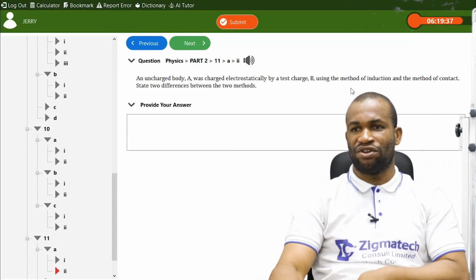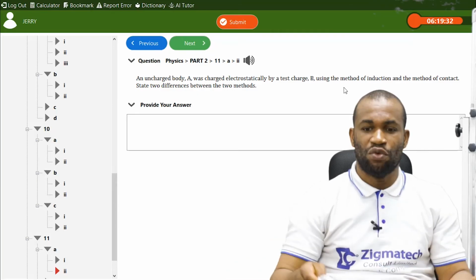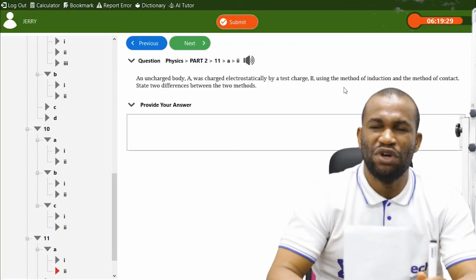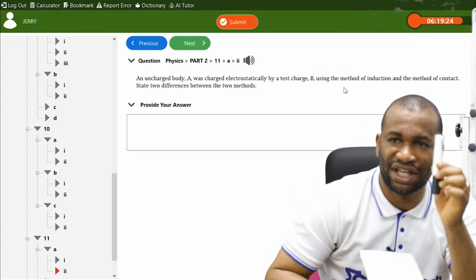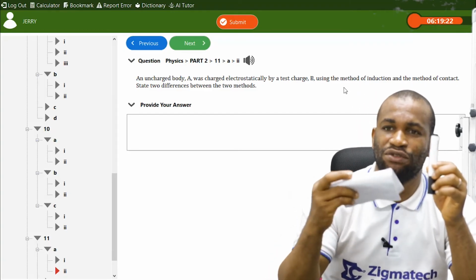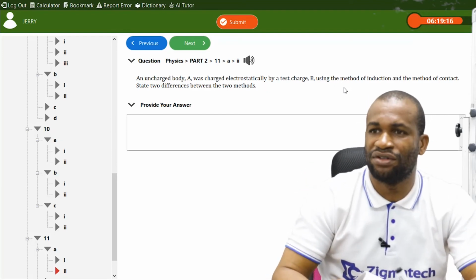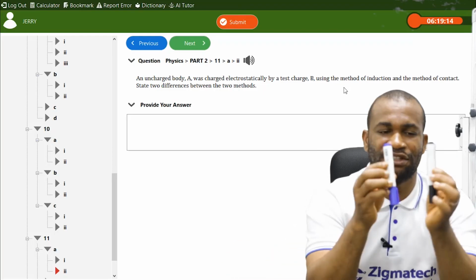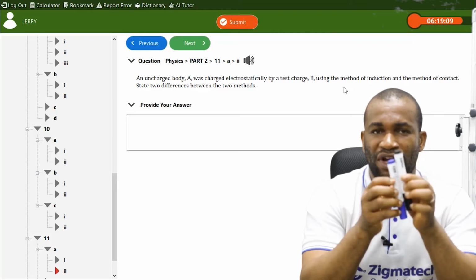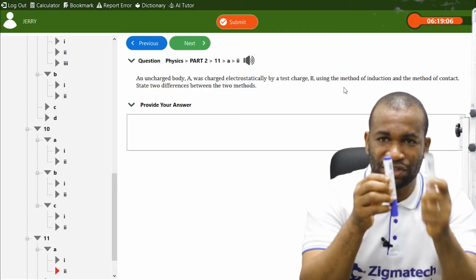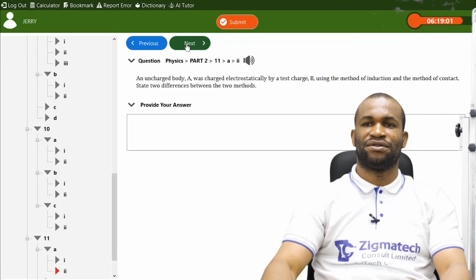The first method, induction, the difference is this. The charged body induces a different charge on the body. For example, if this is positively charged, after induction this body will be negatively charged. But for the other one, which is called contact, this and this touch together. For contact, if it is positively charged, it will give a positive charge to the uncharged body. So that is the answer for this.